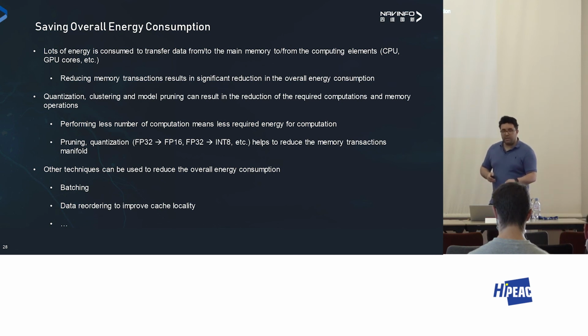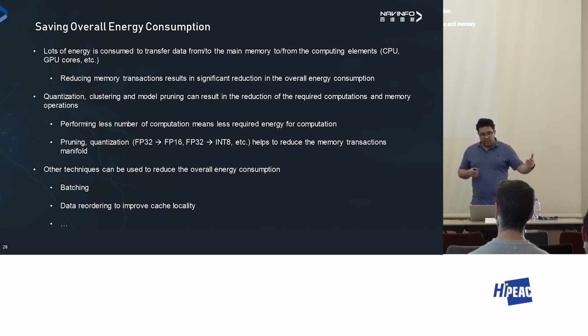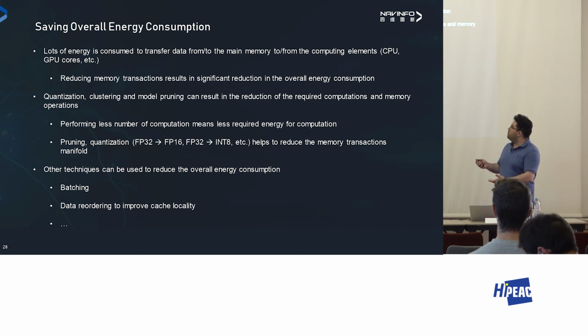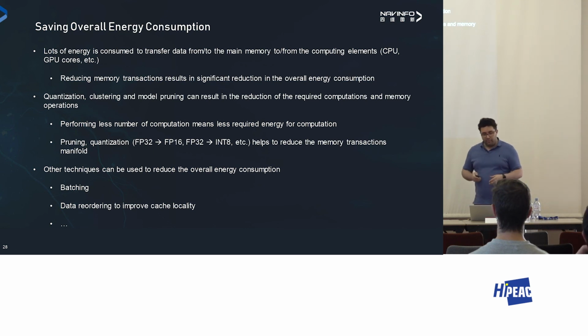But reducing the memory transactions by, for instance, pruning, or by using quantization or data clustering, can result in significant reduction in overall energy consumption. Techniques, again, like quantization, clustering, and pruning, each in different ways, can offer the same thing. Note that some of these techniques can be combined together. For instance, we can prune the model and still do quantization, so we get much more benefit. It doesn't necessarily mean that we have to use just one of these. We can prune the model and also quantize it, and we get further improvements.